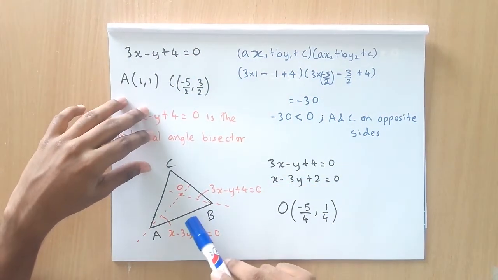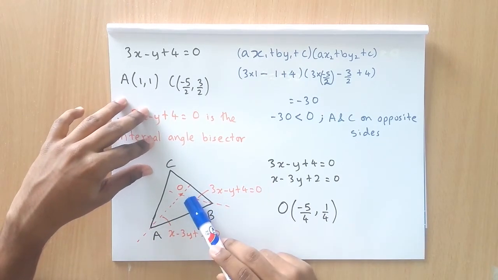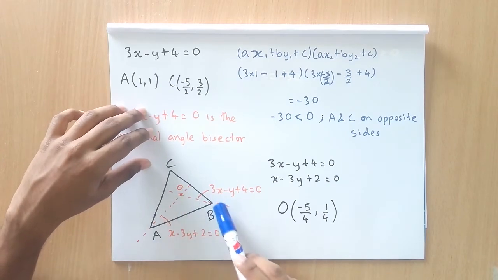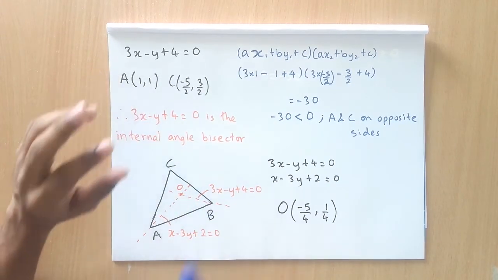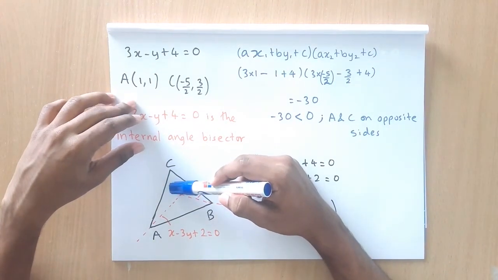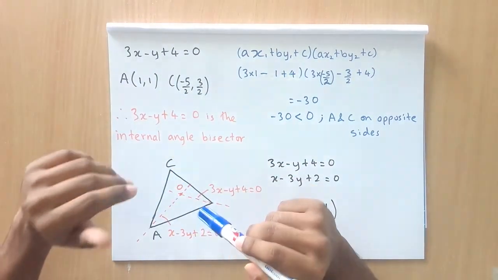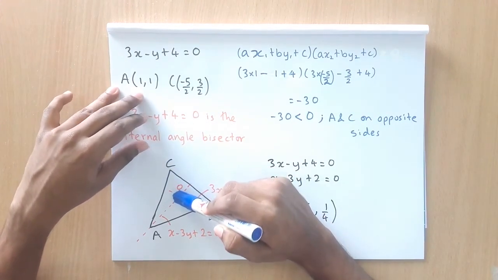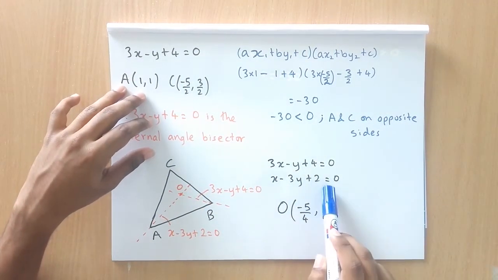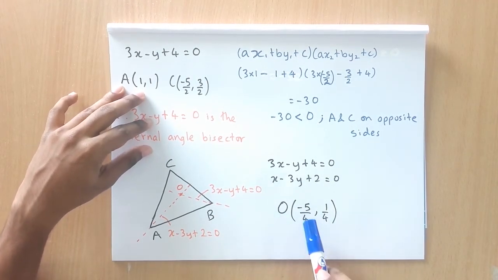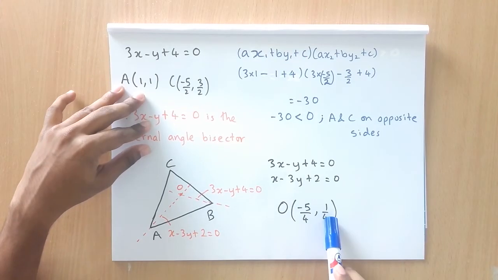Now that we found the equations of two internal angle bisectors, we only need to find the point of intersection of these two bisectors to find the incenter. We don't need to find the internal angle bisector of C because we definitely know the bisector will also meet at this same point. Using simultaneous equations, we can find the coordinates of the incenter as (-5/4, 1/4).